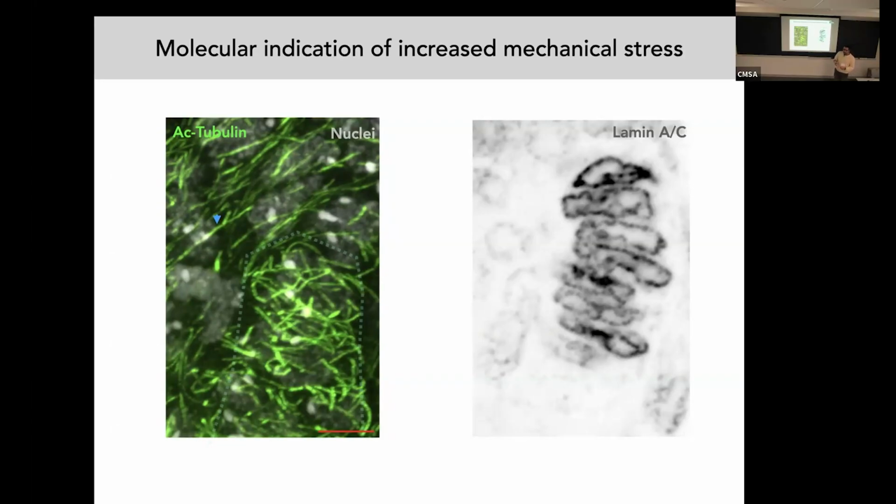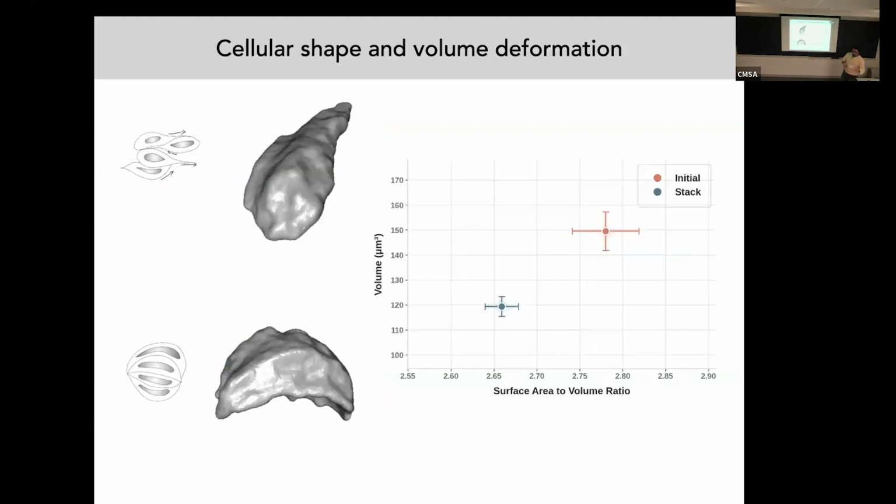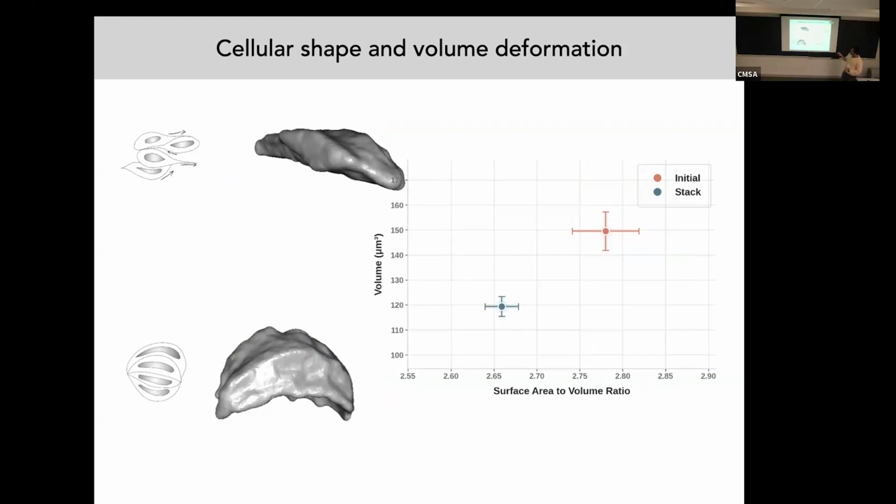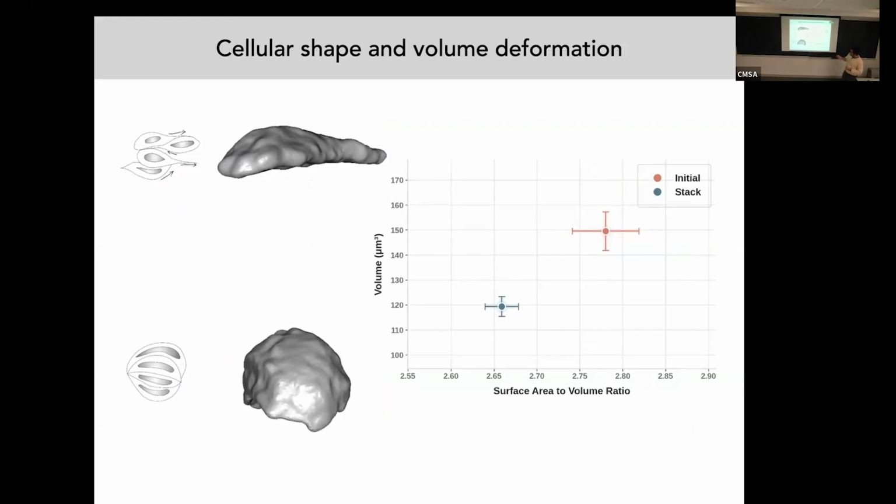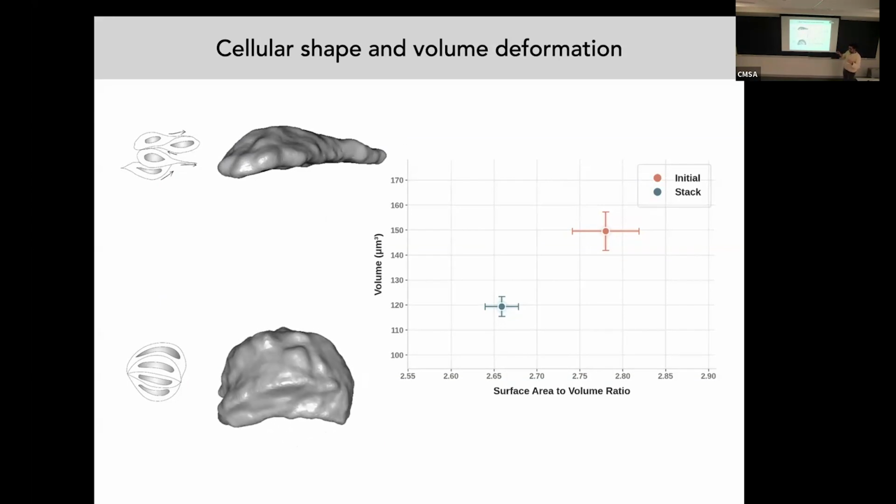Given that there was a sign of mechanical stress upon the formation of a stack and not in the cells before, we wanted to look at how these cells look before and after the formation of the stack. So we went in and looked at the sort of 3D segmented volume of these cells. As you can see here, when they're not stacked, the cells are big and elongated, whereas when they're stacked, they form these disc-like shapes, which are very roundish, more disc-shaped.